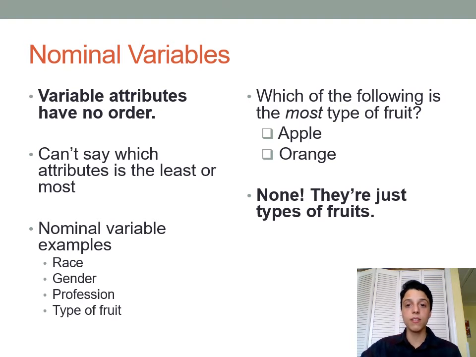So again, there's no more or less here. You can't put apples and oranges in any kind of order for whether being more of a type of fruit or less of a type of fruit. You just have different categories that are different from each other.